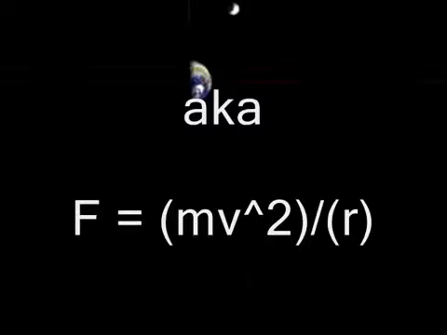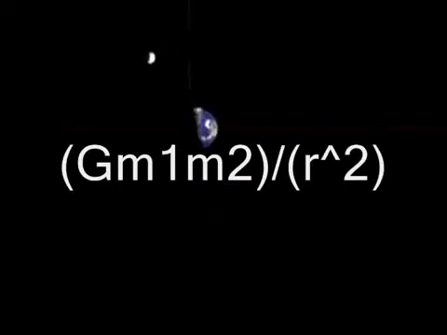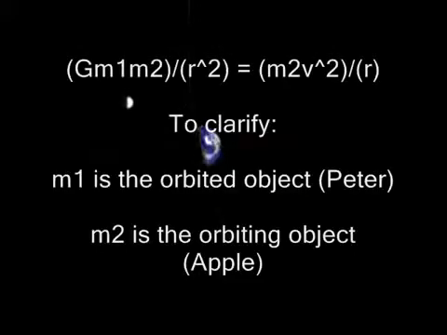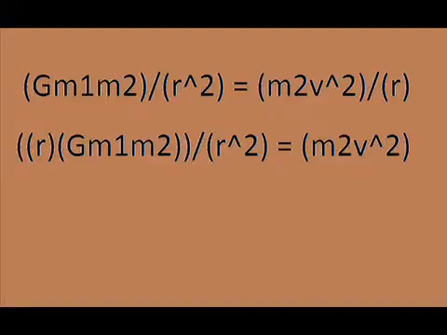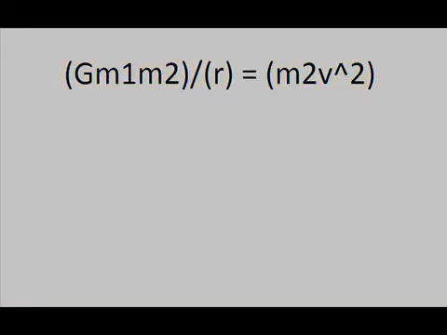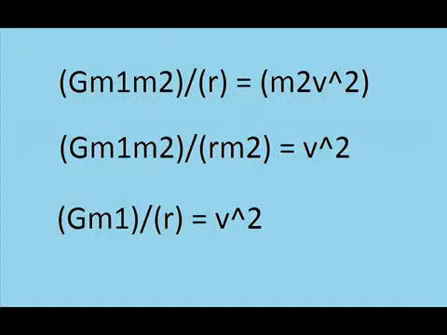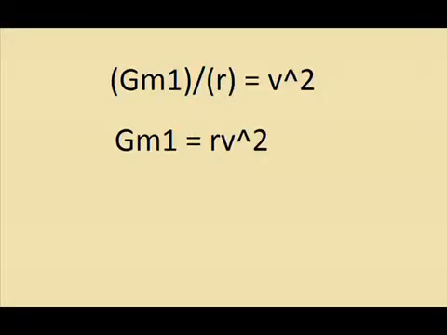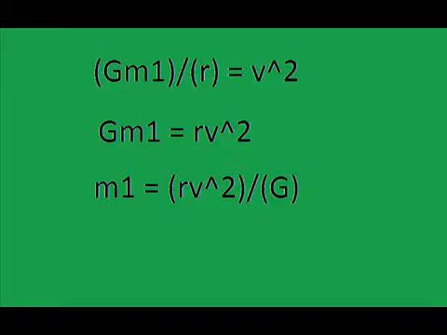The force required to keep an object in orbit has to come from somewhere. In this case, we know that it is the gravitational force that is causing the orbit. Therefore, we can set our first equation, G m1 m2 over r squared, equal to our second equation, m v squared over r. Then we just need to solve for m1, or Peter's mass. Notice we don't have to worry about the mass of the apple because the mass of the apple cancels out. Eventually, we should end up with Peter's mass equals v squared r over G.